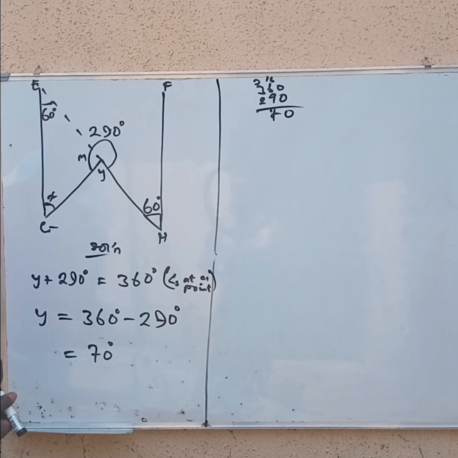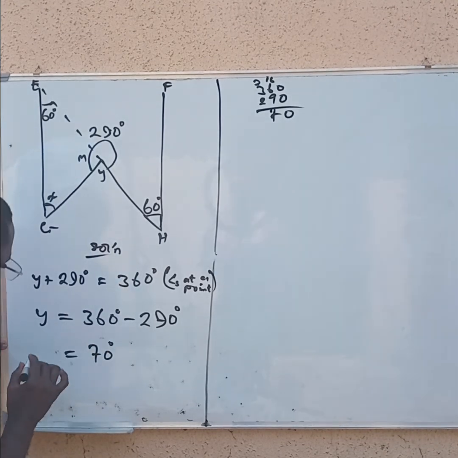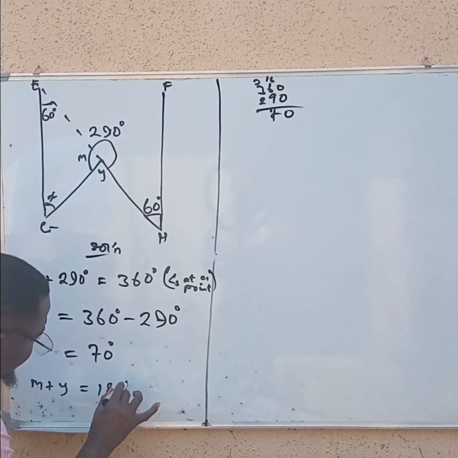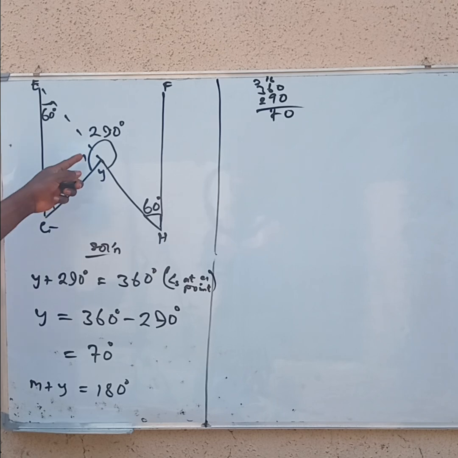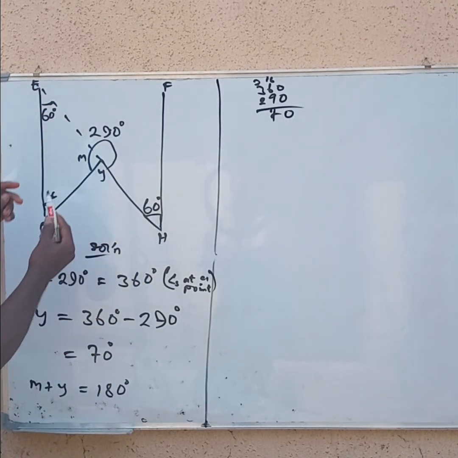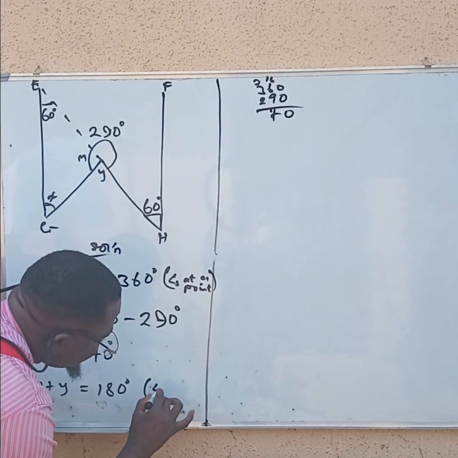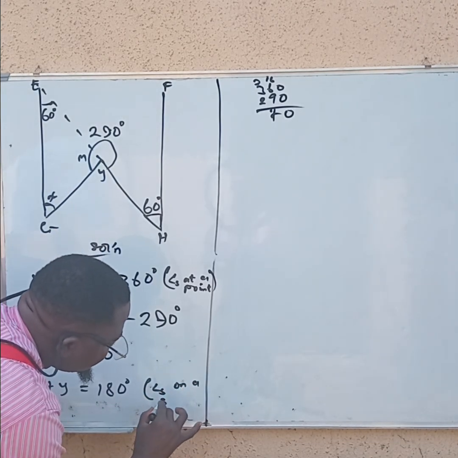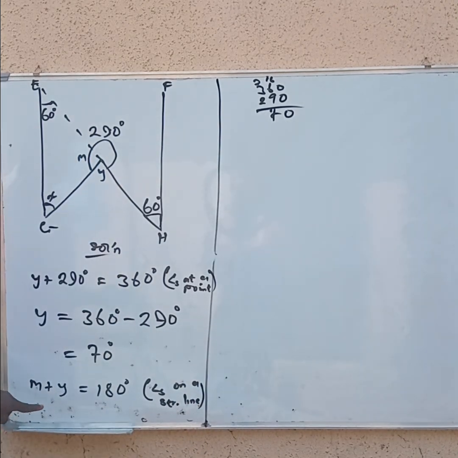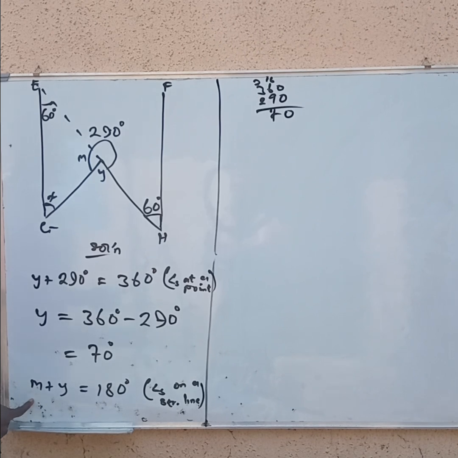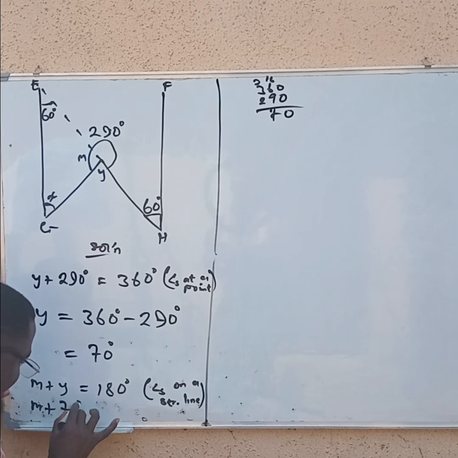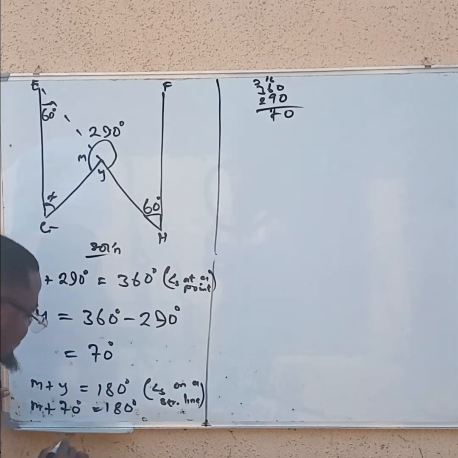Right? So I now come here, and this is what I'll do. M plus Y is equal to 180 degrees. And this is angles on a straight line. You can see the line here. This line is the angle I'm calculating. So if I calculate that, we say that angles on a straight line. So I have known my Y, but I don't know M. So it will now be M plus 70 degrees is equal to 180 degrees.